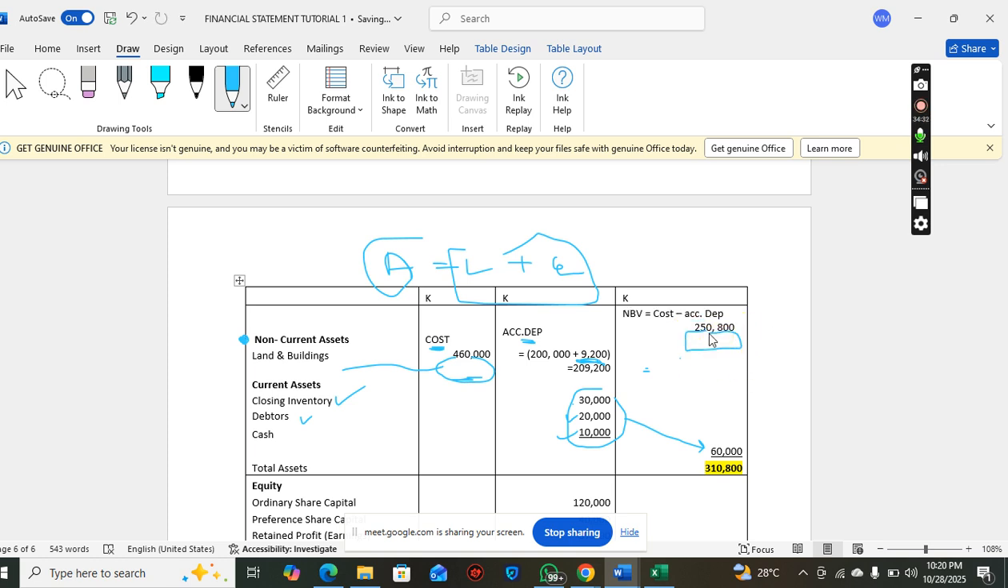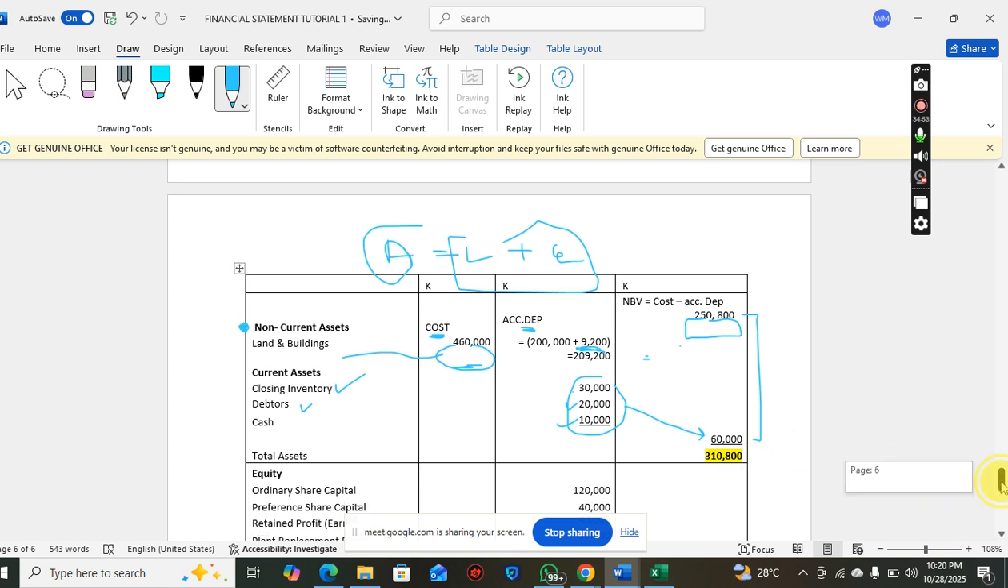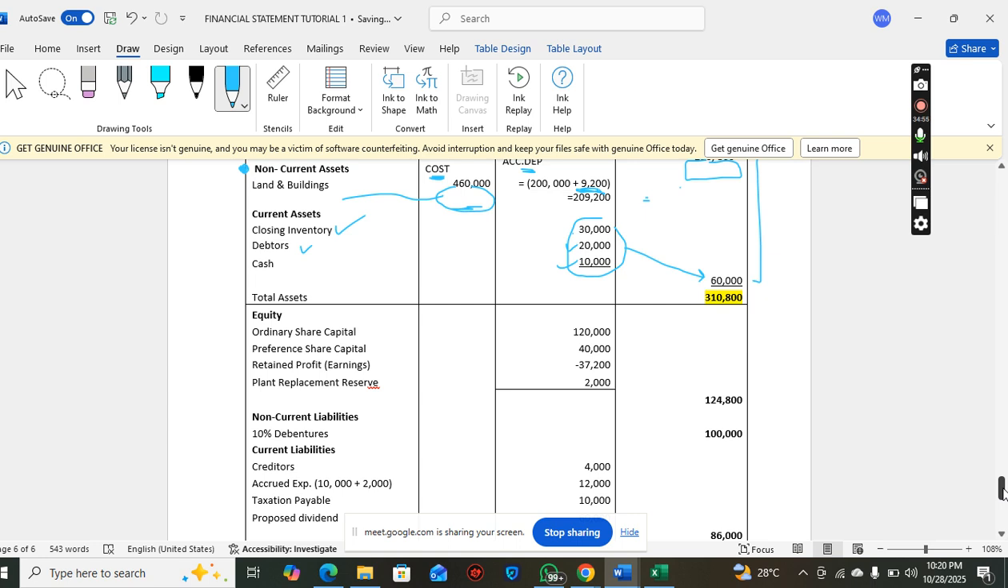So once you get your total current assets, you add them to your total non-current assets. So 250,800 plus 60,000, you get 310,800 kwacha. Those are your total assets. Any questions before we move to our equity section?